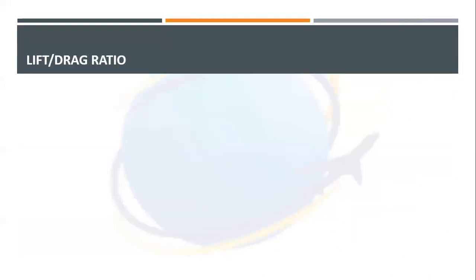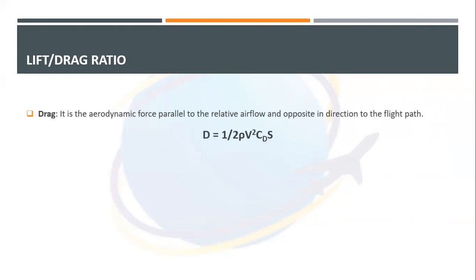Let's come to lift by drag ratio. In order to understand lift by drag ratio, you need to know one thing clearly: what is drag? We did not describe drag, so you need to know what drag is also. Drag is the same as lift, just that it acts opposite to the thrust. Suppose my aircraft is moving in this direction, my drag will act opposite. This is my drag. The drag has the same formula as lift, except the lift coefficient is replaced by the drag coefficient.